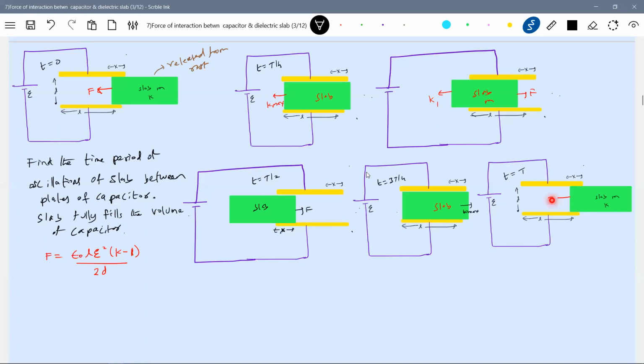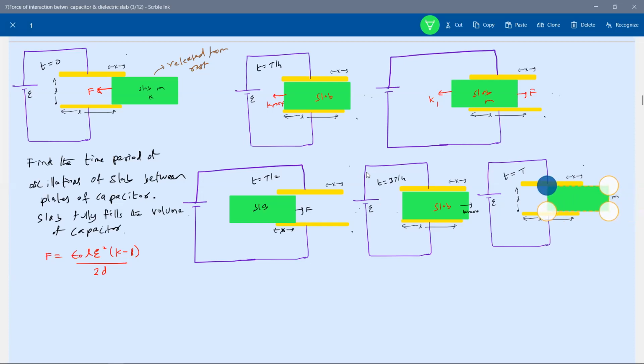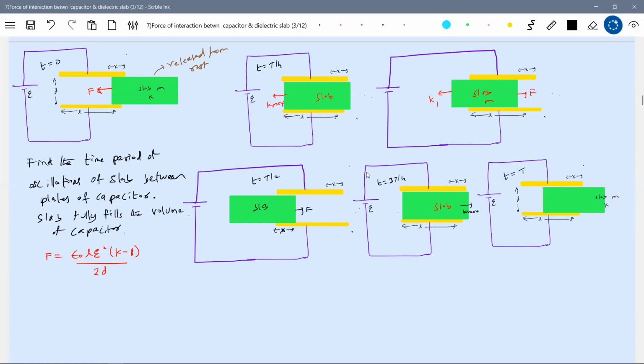Then again, here I had to show one more position where it will be like this. It will undergo retardation. I think I'll show that. So it will be this position. When it comes to this position, it will undergo.